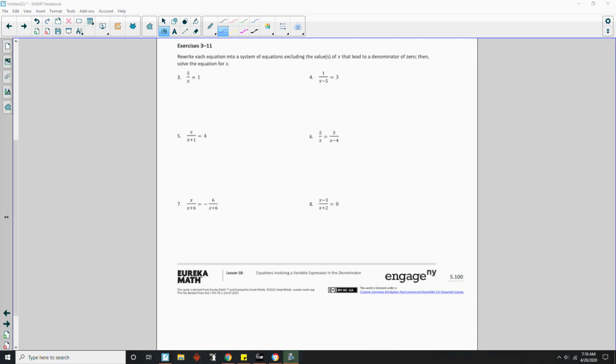Okay, so now these are exercises 3 through 11. You've tried these yourself. Pause the video, see if you can do them, and come back and see how you did. Okay, so rewrite each equation into a system of equations excluding the values of x that lead to a denominator of 0, then solve the equation for x.